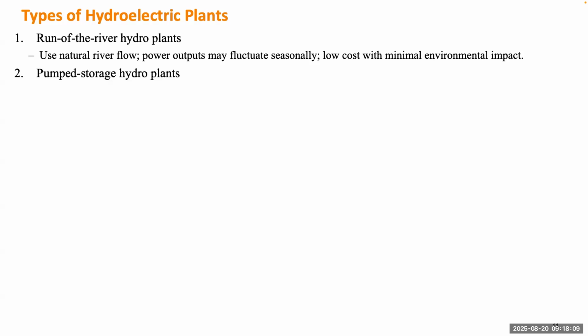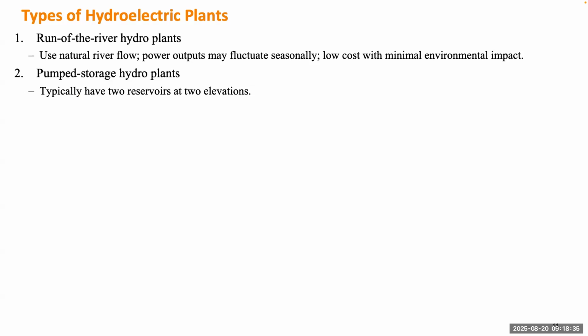So the output really depends on the water flow. In the rainy season, the water flow is higher, so you can have higher generation. But in the dry season, you don't have much generation. But the cost can be very low to install and maintain such power plants, and they also have very small environmental impacts.